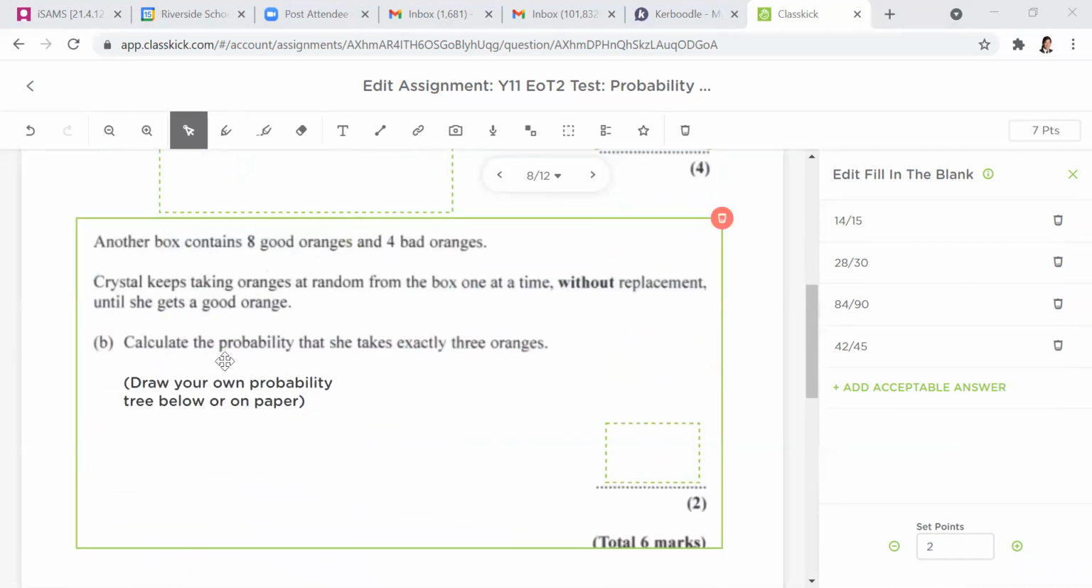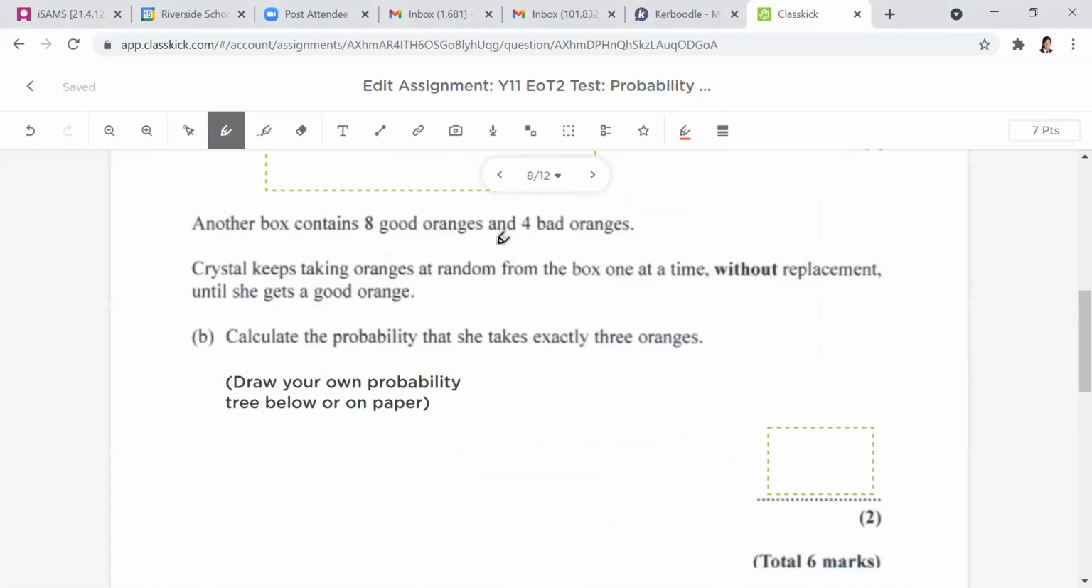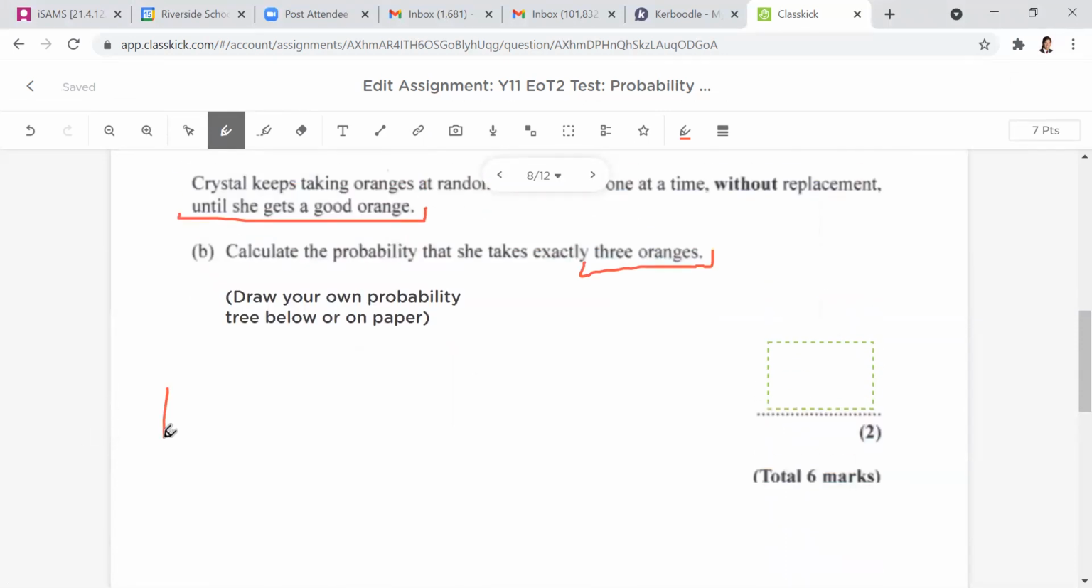Okay, this one was pretty hard. So now the box contains 8 oranges and 4 bad oranges. Sorry, 8 good oranges and 4 bad oranges. Crystal takes oranges at random from the box one at a time without replacement until she gets a good orange. Okay? Until she gets a good orange. So calculate the probability that she takes 3 oranges. Okay? So that means essentially she would have gone bad apple, sorry, bad orange, good orange.